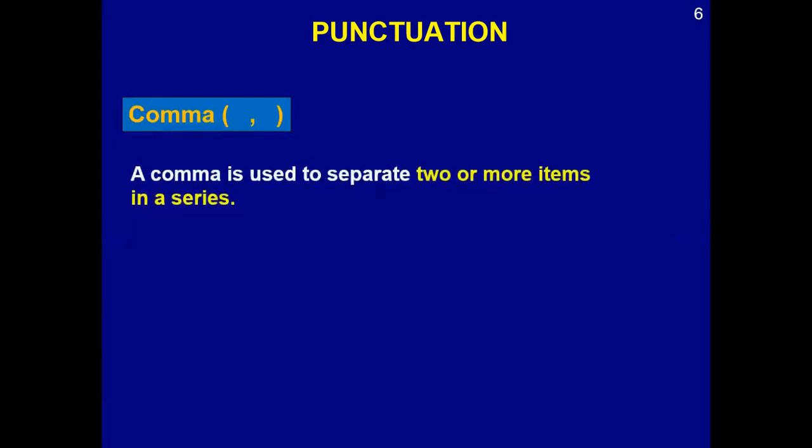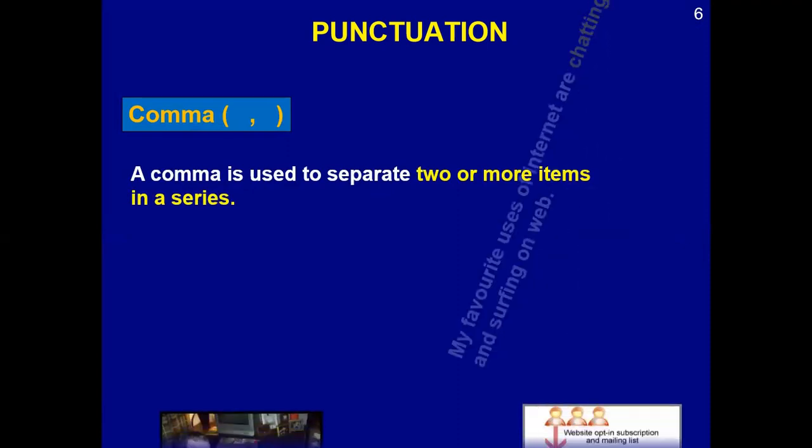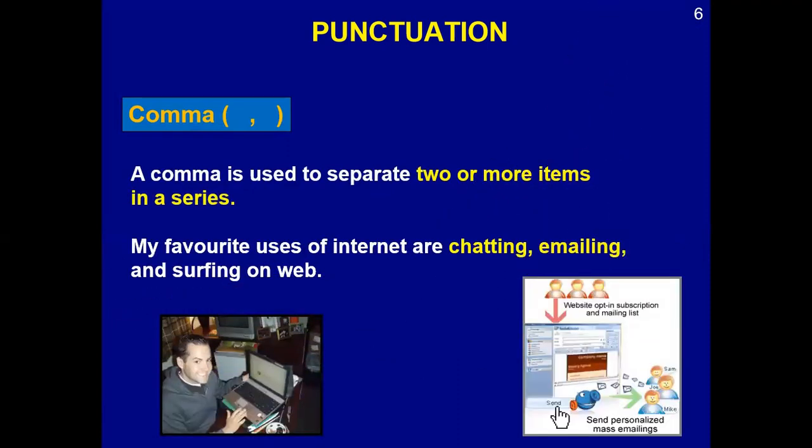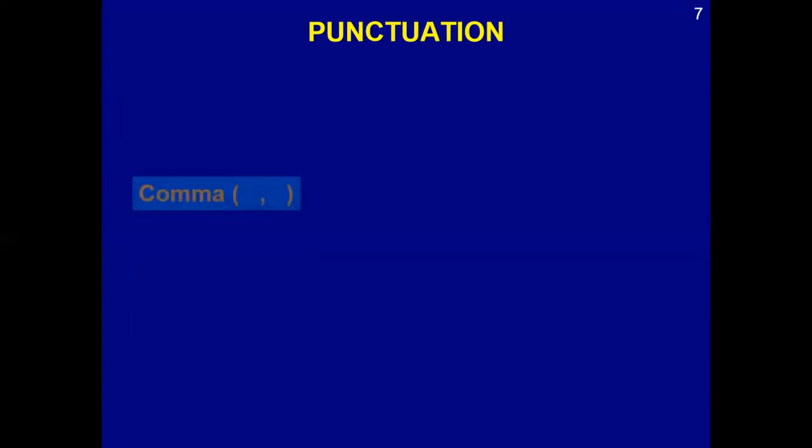Comma. A comma is used to separate two or more items in a series. My favorite uses of internet are chatting, emailing, and surfing on the web. So when we talk about full stop, it means completion of an idea. And when we talk about comma, it means things are in continuation.